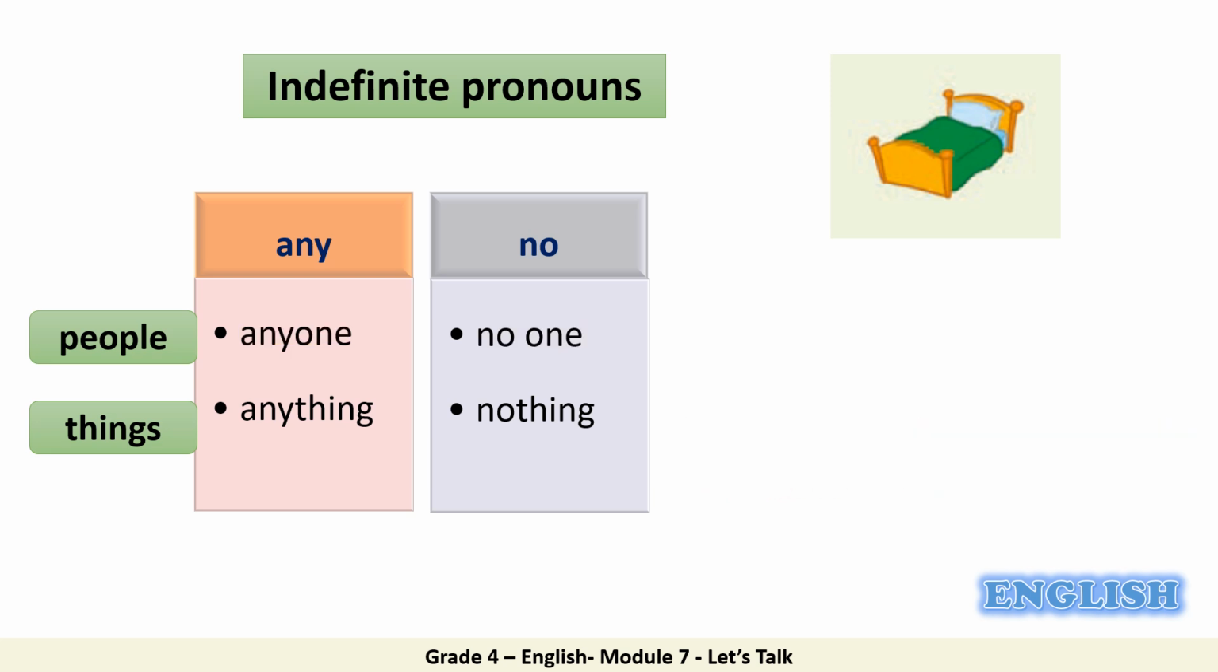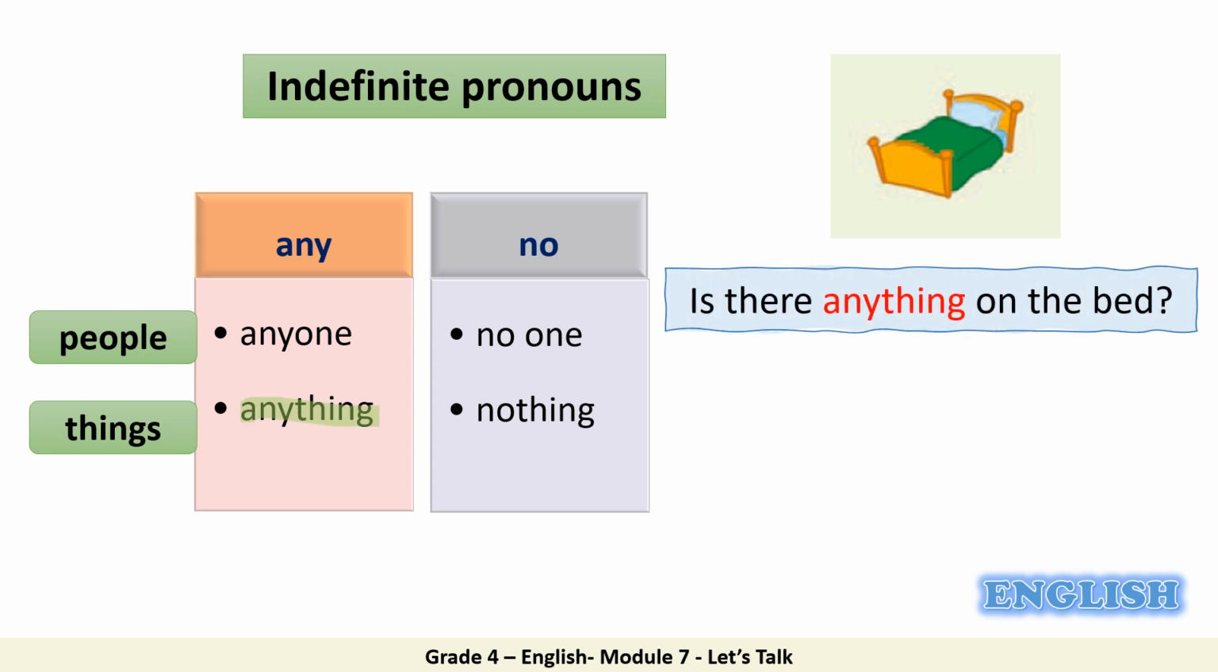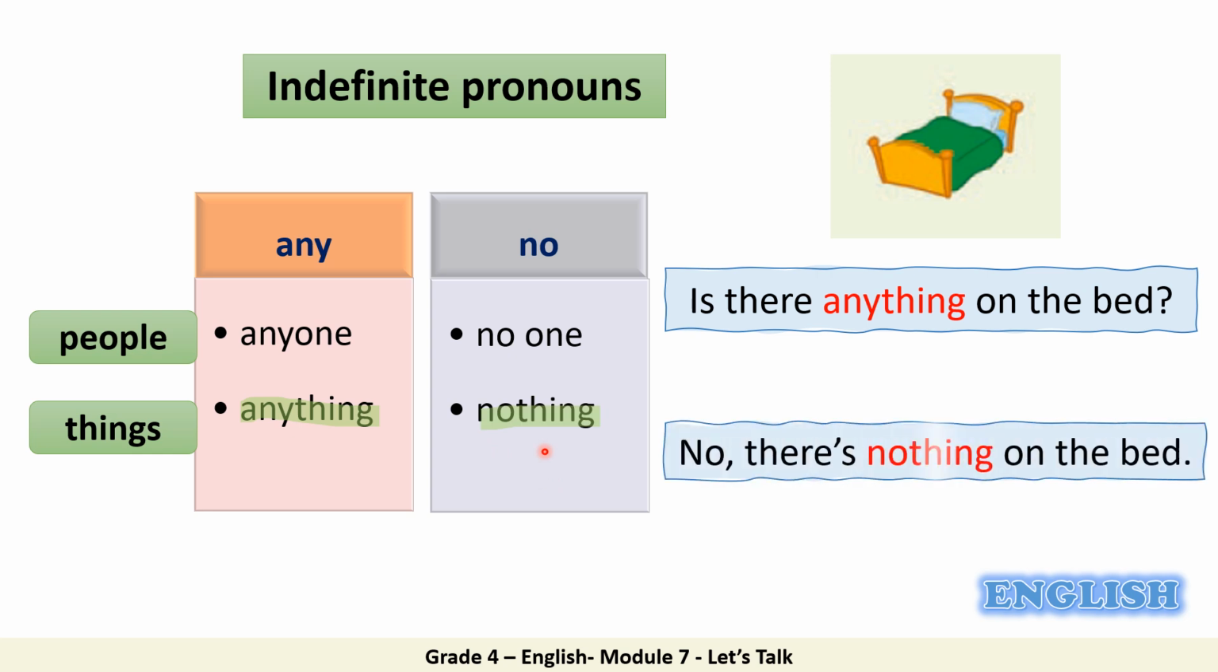But if I want to ask about things, I would use the word anything, and I form the question as the following. Is there anything on the bed? And the answer would be using the word nothing. No, there's nothing on the bed.